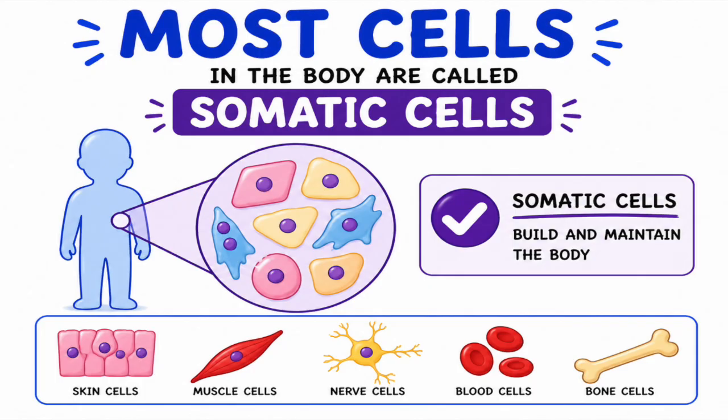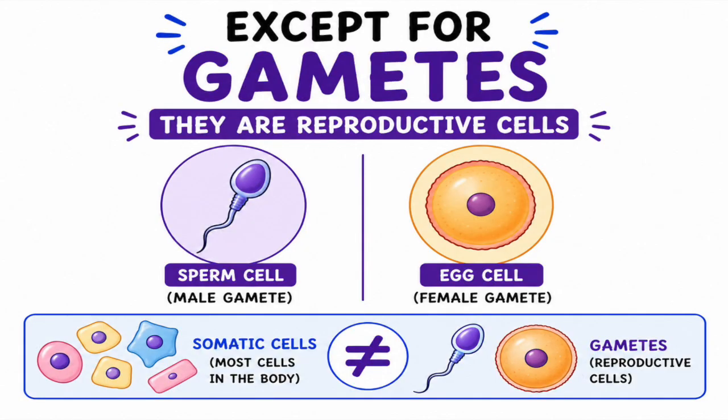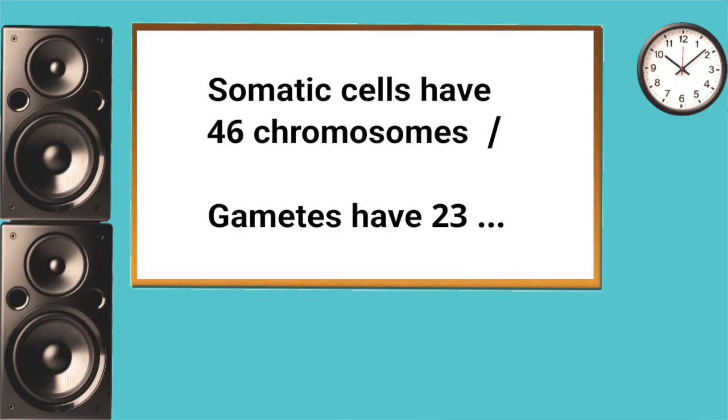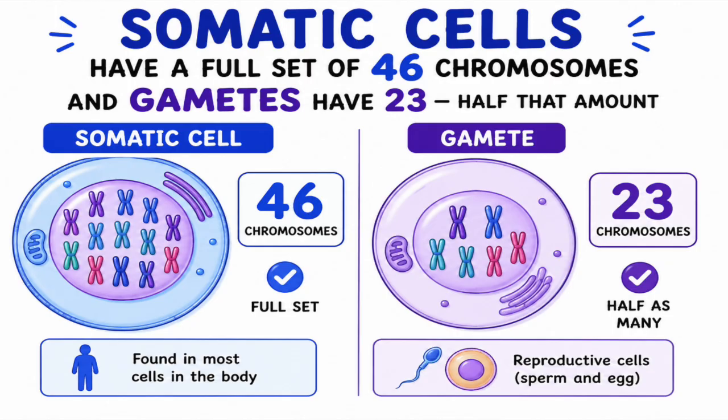Most cells in the body are called somatic cells. Gametes are reproductive cells involved in reproduction. Somatic cells have 46 chromosomes. Gametes have 23. Unlike gametes, somatic cells contain a full set of 46 chromosomes. Gametes contain only 23 chromosomes, which is half the amount found in somatic cells.